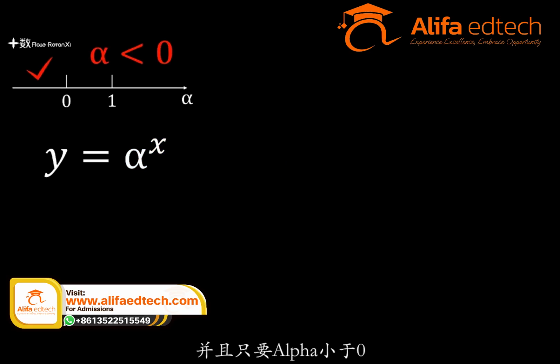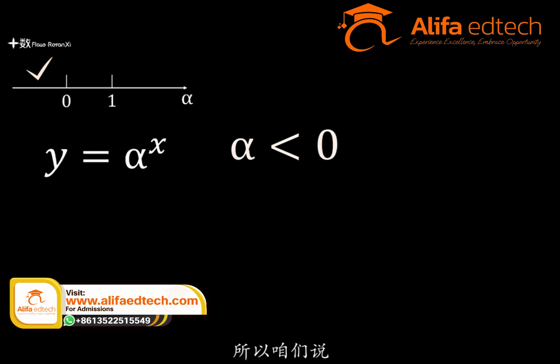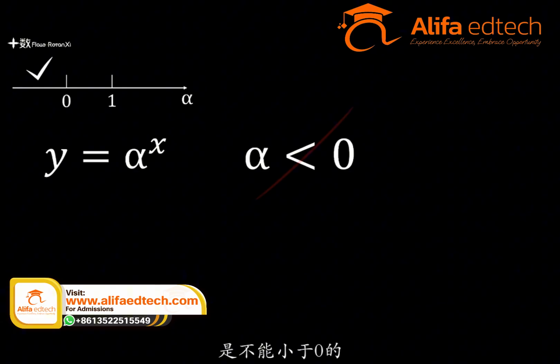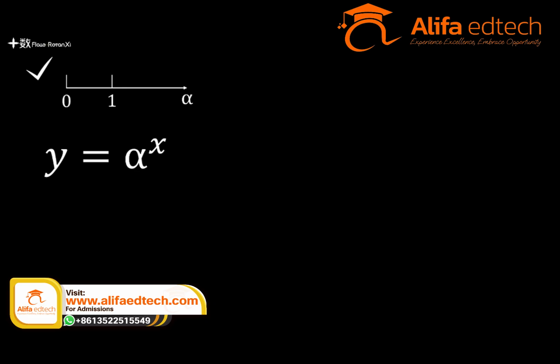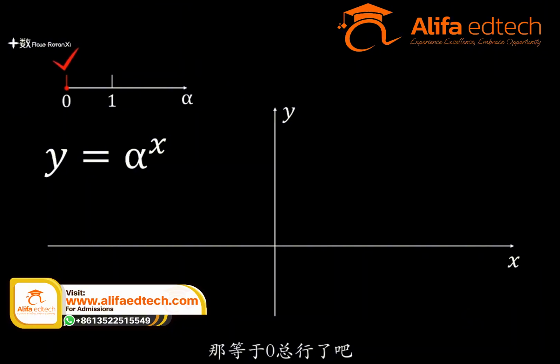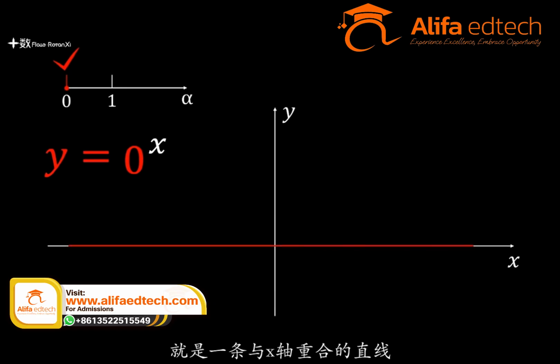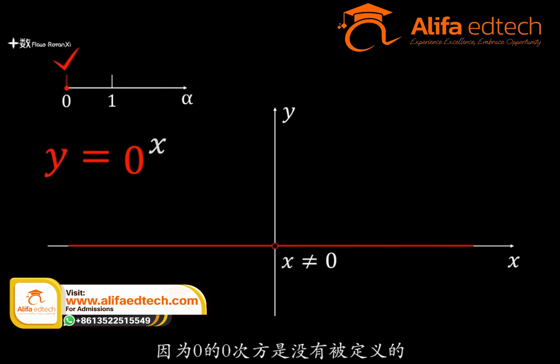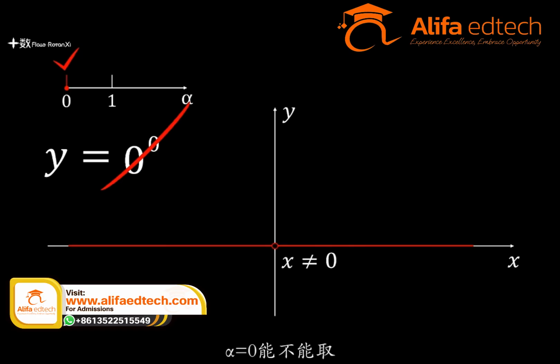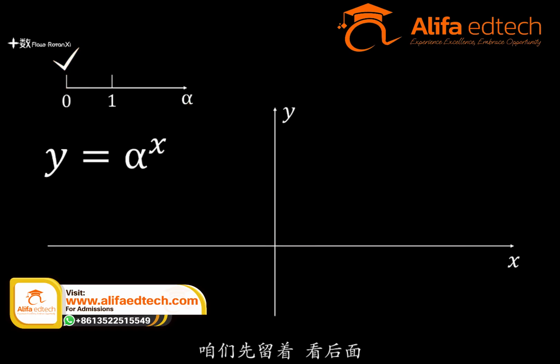And whenever alpha is less than 0, we'll find similar examples. So we can say the base alpha of an exponential function cannot be less than 0. Well, what about when alpha equals 0? If alpha equals 0, its graph is a straight line coinciding with the x-axis, except we must exclude the point where x equals 0 because 0 to the power of 0 is undefined. Can we use 0? Let's set that aside and continue.